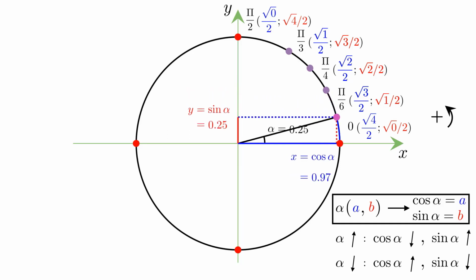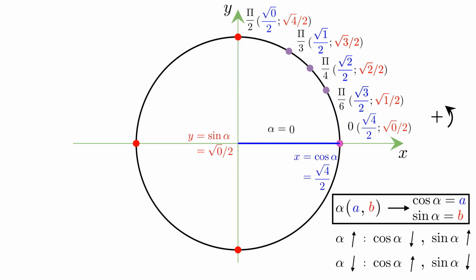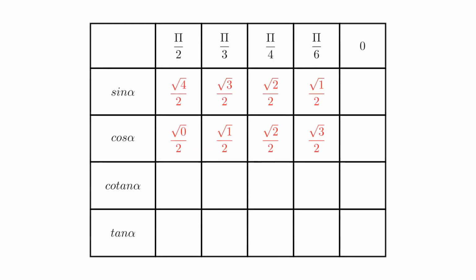Finally, as alpha decreases to 0 radian, the value of cosine will increase to the square root of 4 divided by 2. And the value of sine will decrease to the square root of 0 divided by 2. Thus, we have the table of sine and cosine values for typical angles in the first quadrant. Now, let's transform these values.